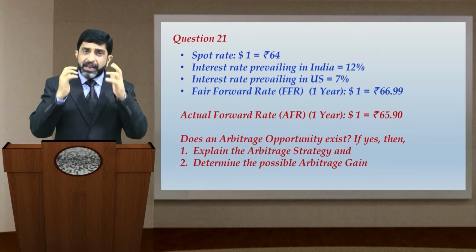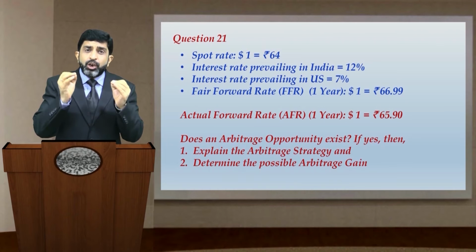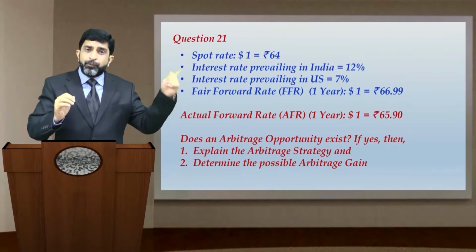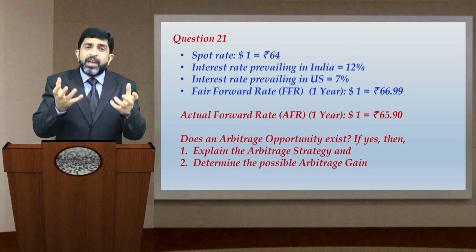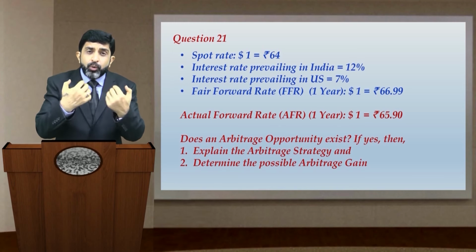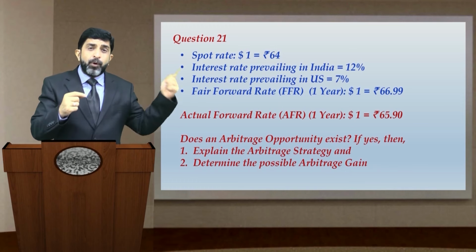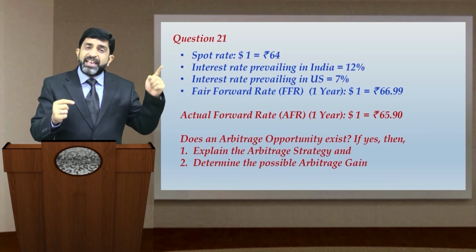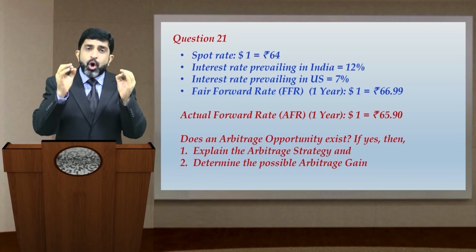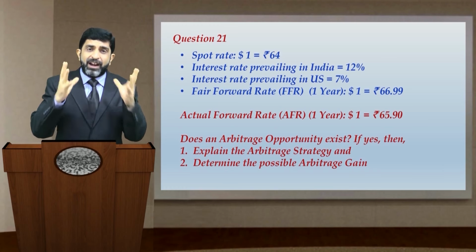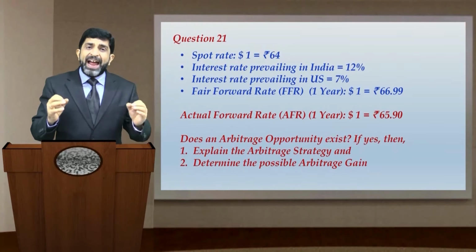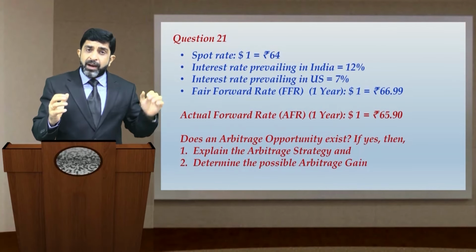It is underpriced. The moment I say dollar is underpriced in the forward market, what would you do if anything is underpriced? You would want to buy. So you should buy dollars in the forward market. So buying dollars in the forward market is the first part of your strategy. So you have planned to buy dollars in the forward market.